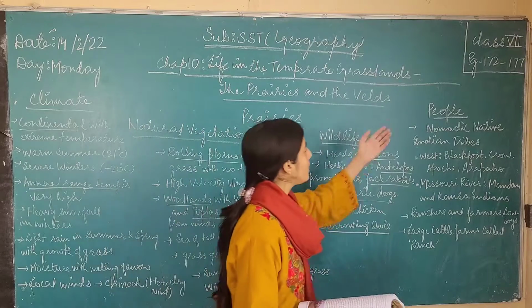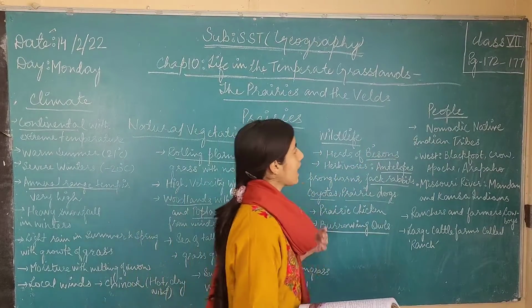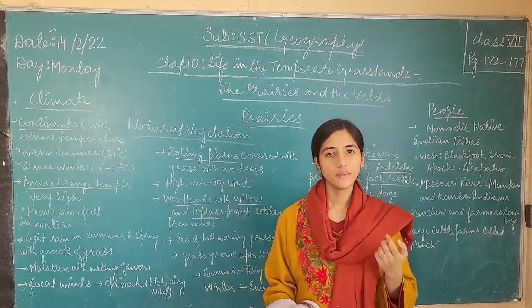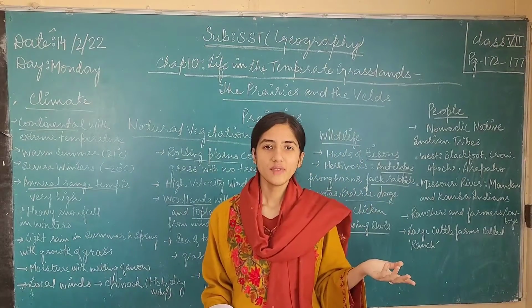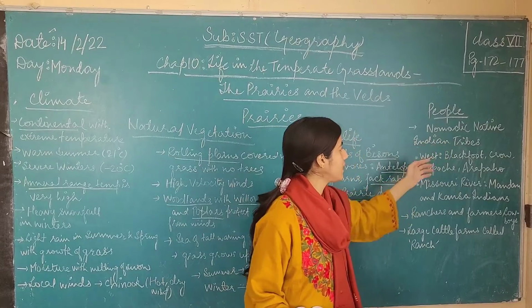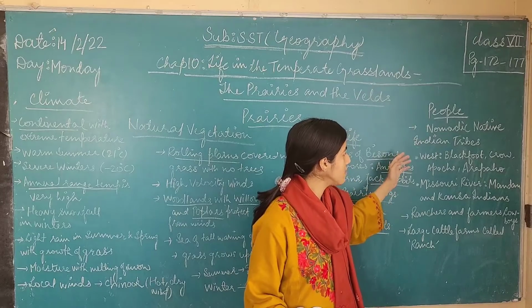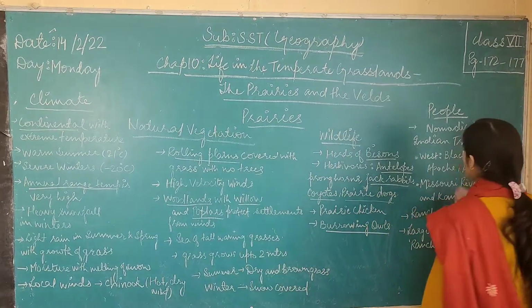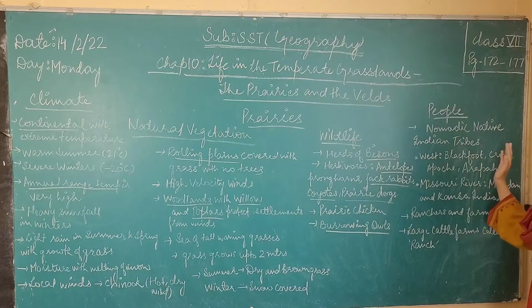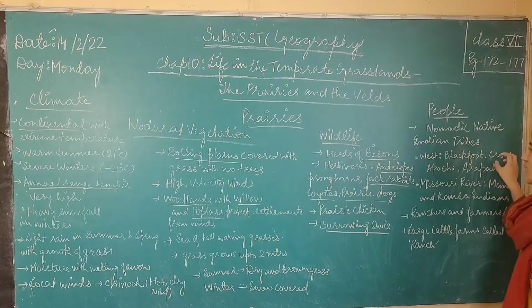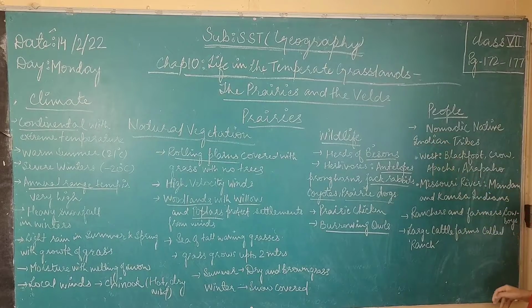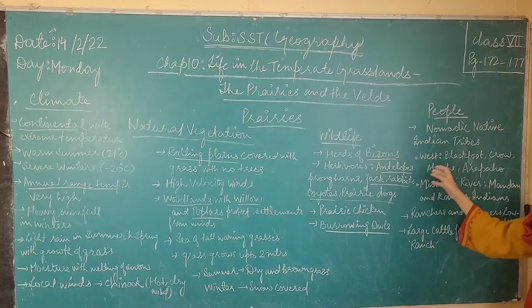Then coming on to the type of people that live in the prairie grassland, and the different practices that they do there. The people living in the prairie grasslands are the nomadic native Indian tribes, and these tribes keep moving from one place to another. The tribes found in the western region of the prairies are Blackfoot, Crow, Apache, and Arapaho. And in the region surrounding the Missouri River, we have the tribes of Mandan and Kansa Indians.